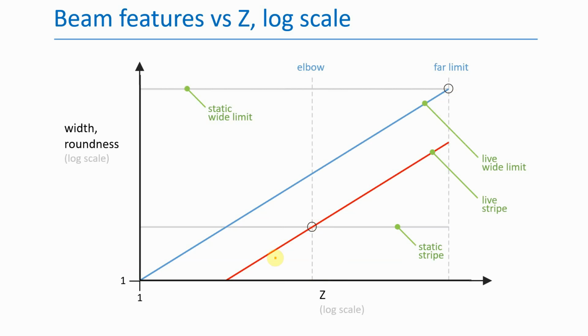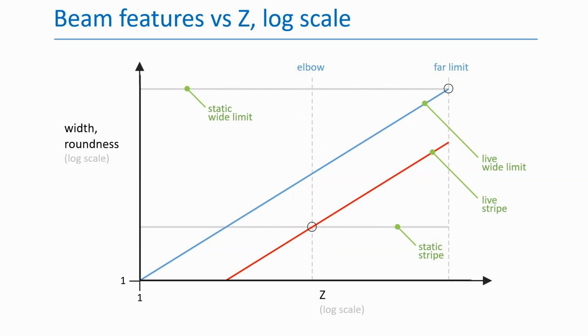Here, the live stripe is as wide as the static stripe. So this plane is the elbow. Here, the live wide limit is as wide as the static wide limit. So this plane is the far limit.